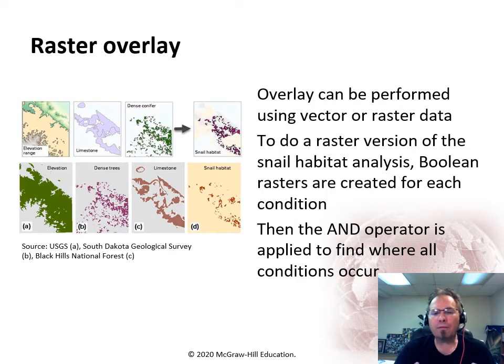Now, the point of doing all of this, again, is to weed out the data you don't need because you have conditions that need to be met. If I'm doing research on a snail, and I know that snail likes a specific elevation with a specific kind of trees and a specific kind of geology, I don't want all of the other stuff with it. So here you can see that this top row is vector world. This is that analysis being done in vector world, so to speak.